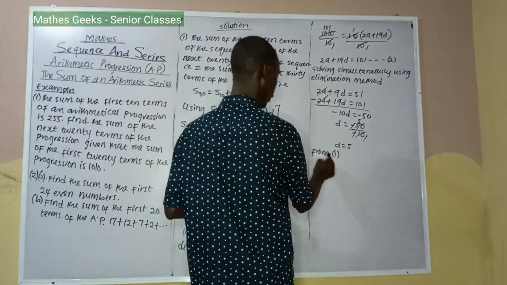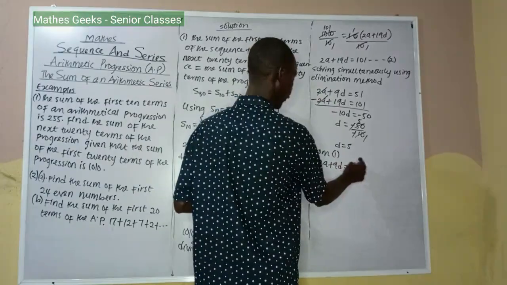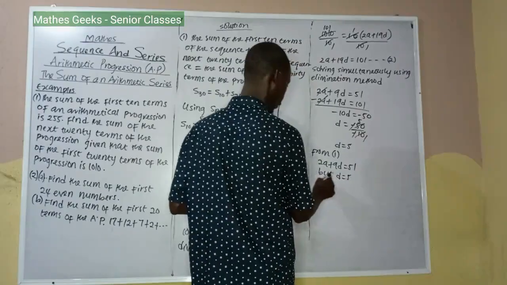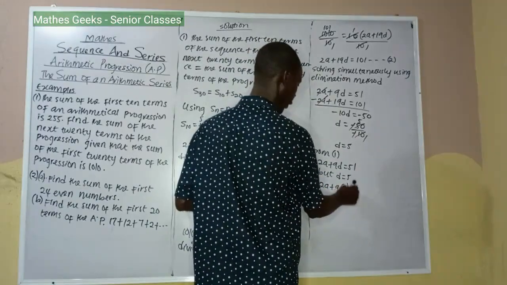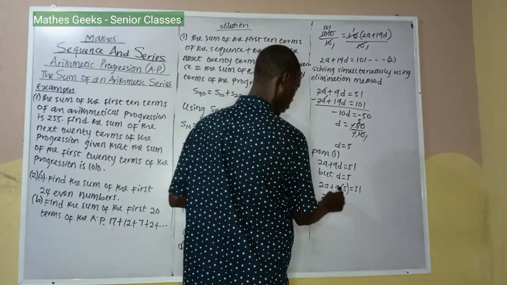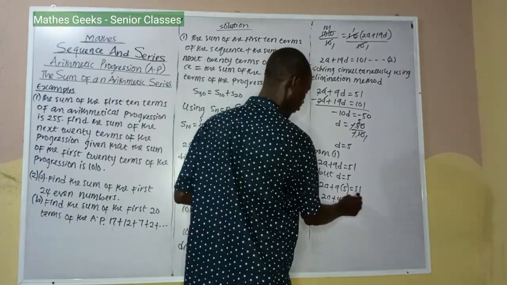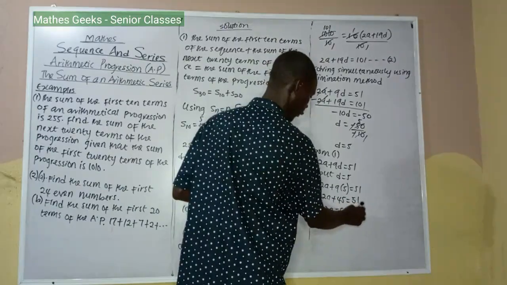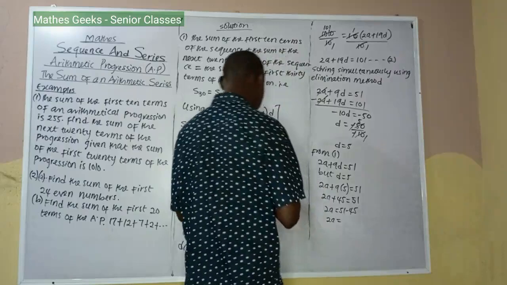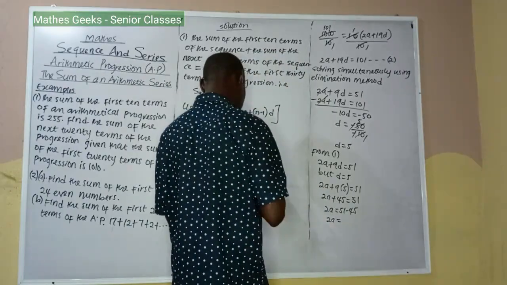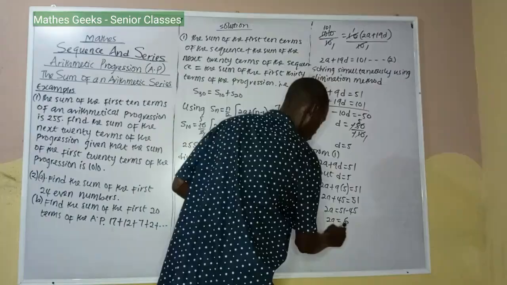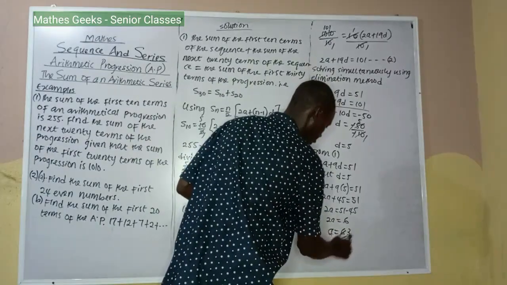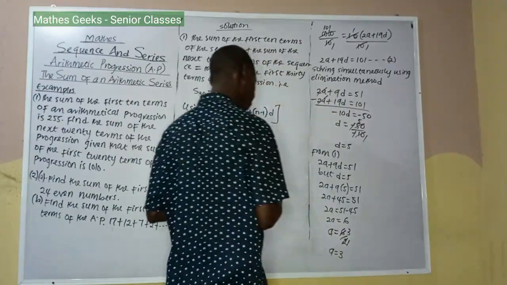From equation 1, 2a plus 9d is equal to 51. But d is equal to 5. So 2a plus 9 times 5 is equal to 51. 9 times 5 is 45, so 2a plus 45 is equal to 51. 2a is equal to 51 minus 45, which is 6. So a is equal to 6 divided by 2, which is 3.